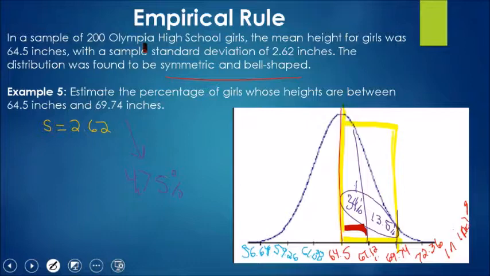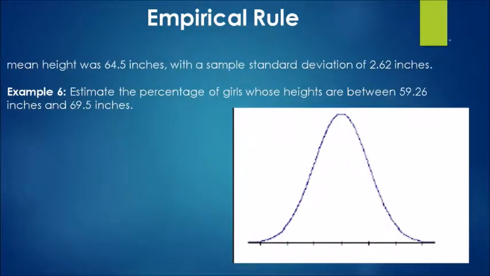So remember, the 64.5 would have been half over here and half over here. This is 34. 95 minus 68 means another 13.5 this way and another 13.5 this way. But we only want this side of it. So really, we want within 2 standard deviations, but only to the right. So not the full amount, because it's symmetrical, we can do the 95% divided by 2.